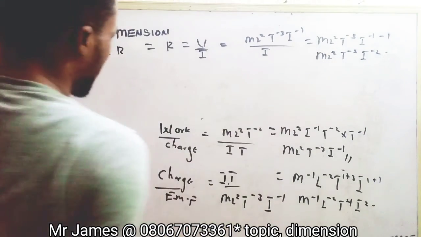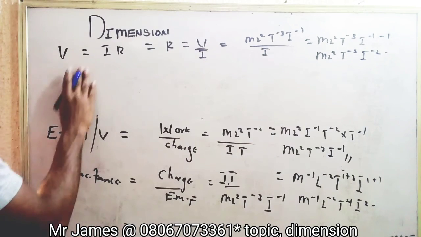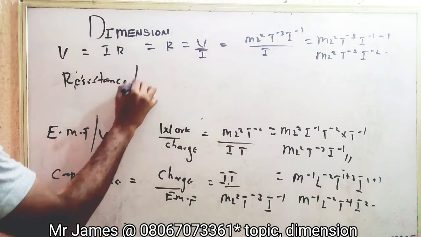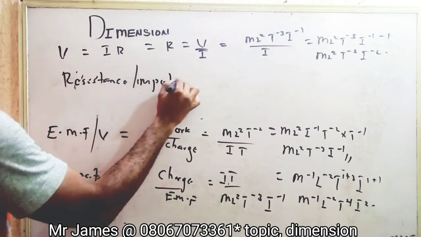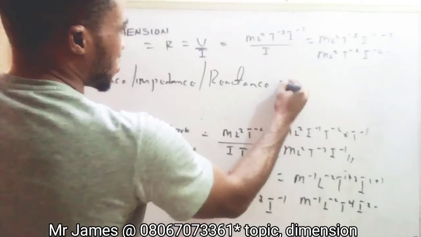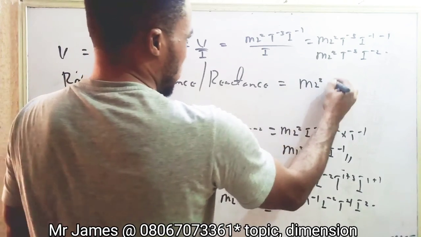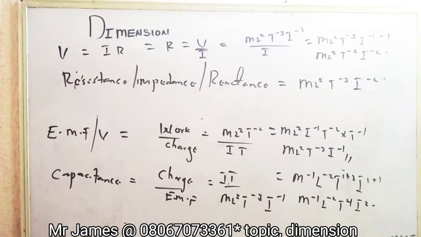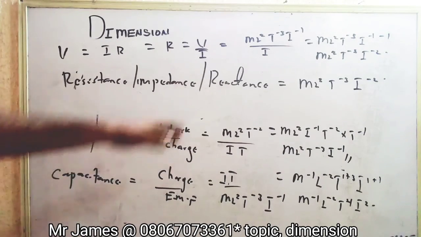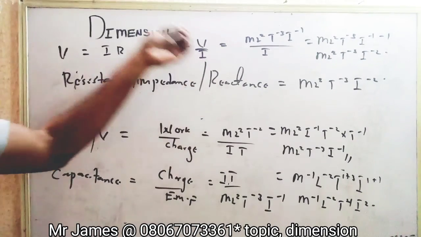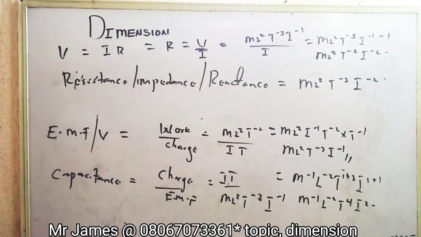This is the dimension of resistance. Since resistance can be used interchangeably with impedance as well as reactance, I can say that they all have the same dimension, which is ML squared T raised to the power minus 3, I raised to the power minus 2. This reactance can be capacitive reactance or inductive reactance. It's called capacitive reactance when it's the opposition to the flow of current offered by a capacitor, and it's called inductive reactance when it's the opposition to the flow of current offered by an inductor.